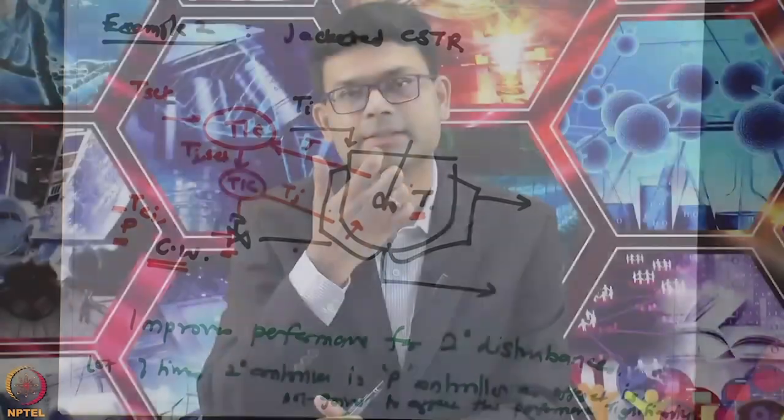And as we have seen, this cascade control strategy will work effectively when the secondary loop is faster than the primary loop. So obviously, if your secondary loop has a dead time or it is slow, then definitely a cascade control strategy would not at all be effective. So in such a case, it should not be used.